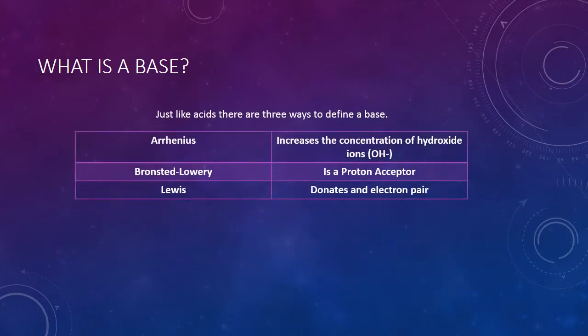Just like acids, there are three ways to define a base, all from the same chemists. One is that it increases the concentration of hydroxide ions. It's also a proton acceptor, so the inverse of an acid. And then finally, it donates an electron pair. So you can think of a base as a literal inverse of an acid.